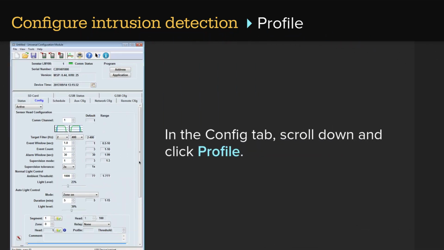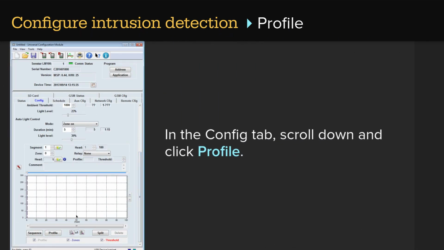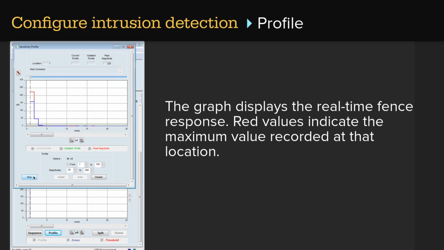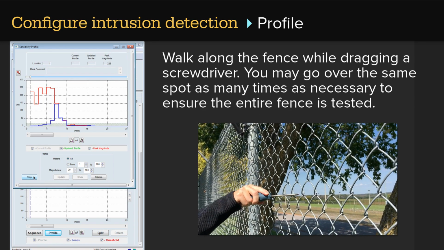In the Config tab, scroll down and click Profile. Click the Zoom In, Zoom Out buttons so that the graph shows the approximate number of luminaires in your system. Click Record. The graph displays the real-time fence response. Red values indicate the maximum value recorded at that location. Walk along the fence while dragging a screwdriver.